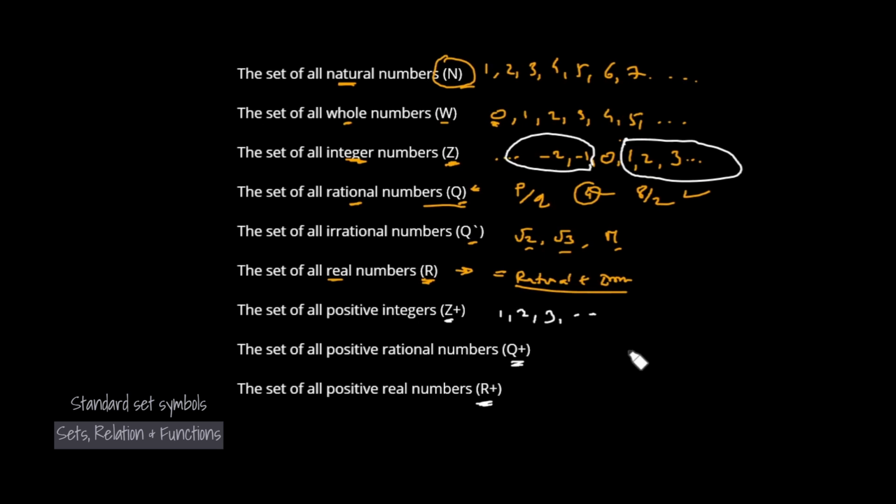So these are some of the symbols that we have to remember. Natural numbers start with N, whole numbers are W, and integer numbers are Z. Rational numbers, which can be represented in the form p by q, are Q, and Q dash is the complement, the irrational numbers. Real numbers are the capital R. Positive integer numbers are Z plus, positive rational numbers are Q plus, and positive real numbers are R plus.